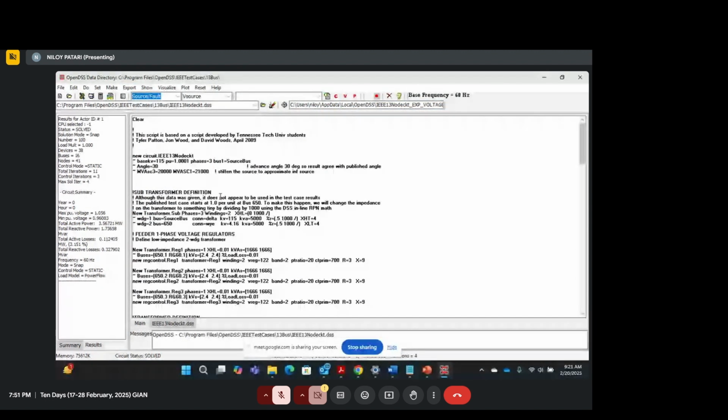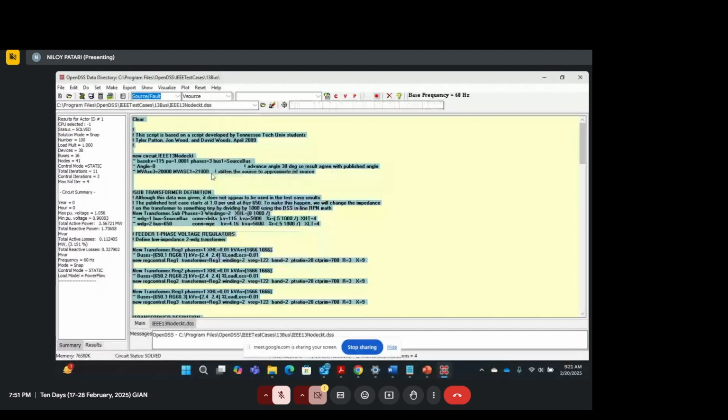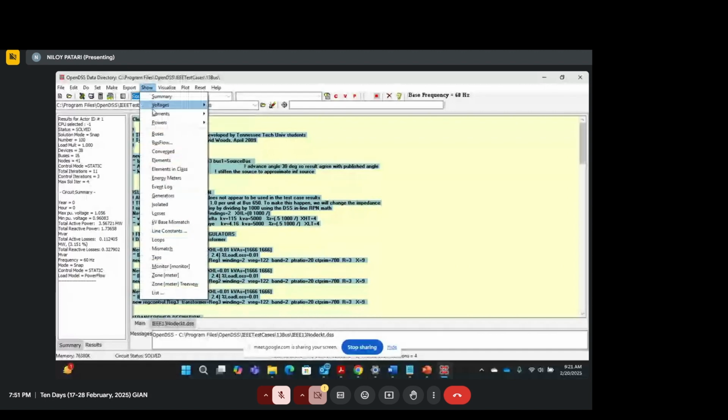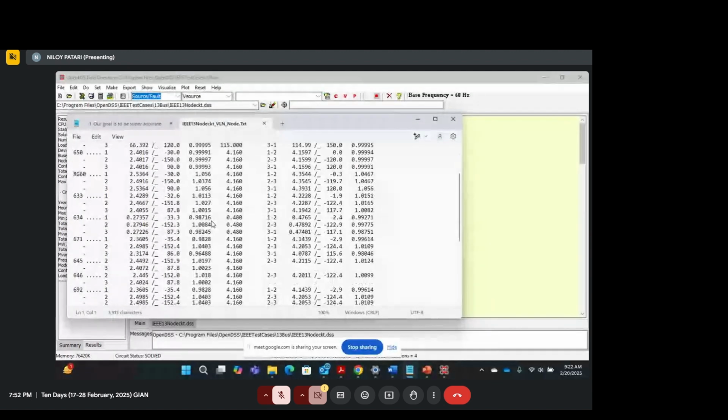Yeah, so suppose in this model the angle is already advanced to 30 degrees, right? If I keep it at 0, how does it look? Keep it at 0, Control A, and do selected. Now if I show voltages, see the voltages are kind of okay right now. So it's 0 degrees, minus 120, 120, right?